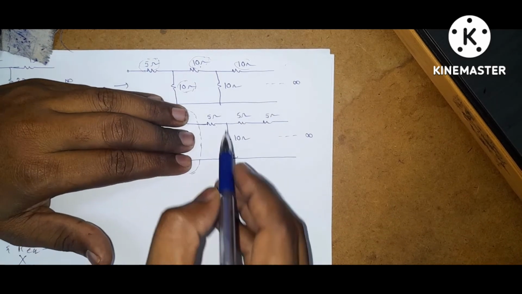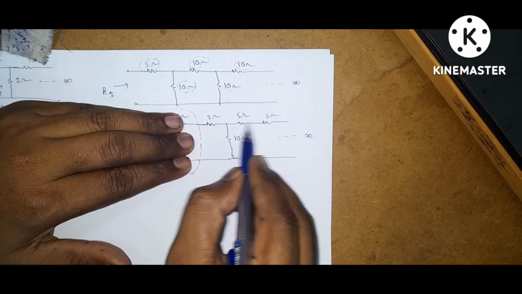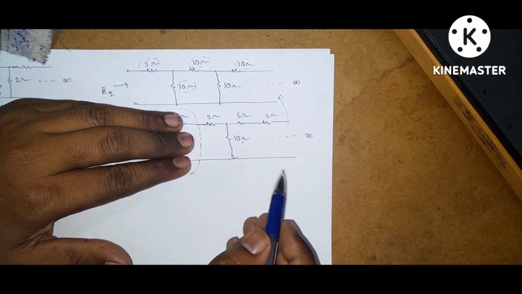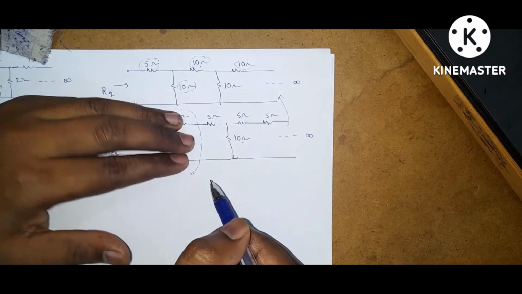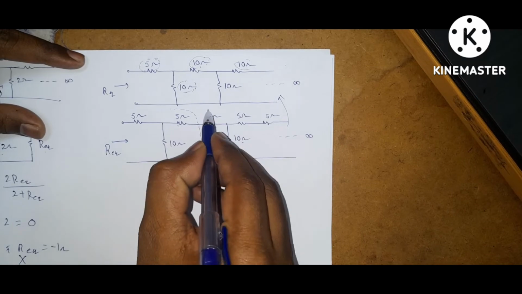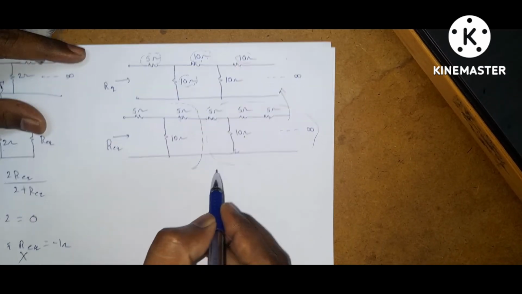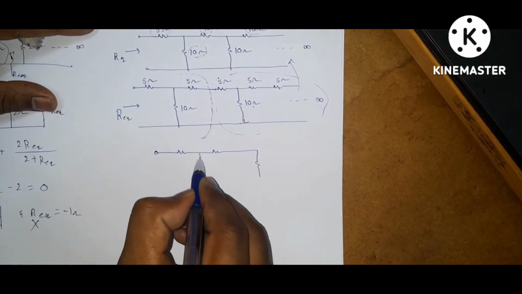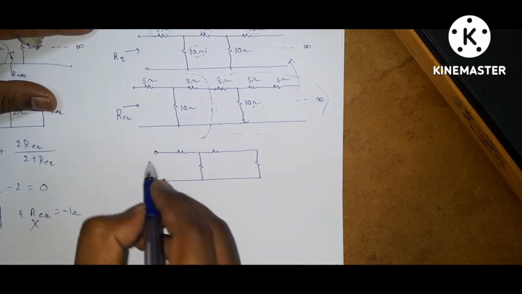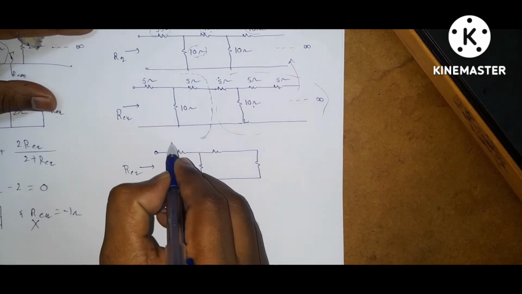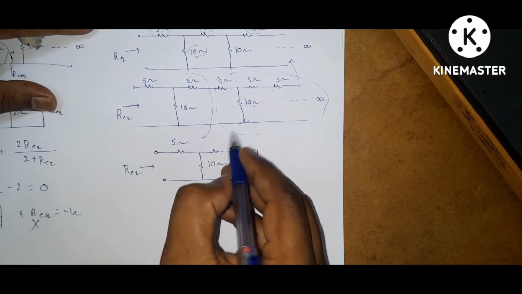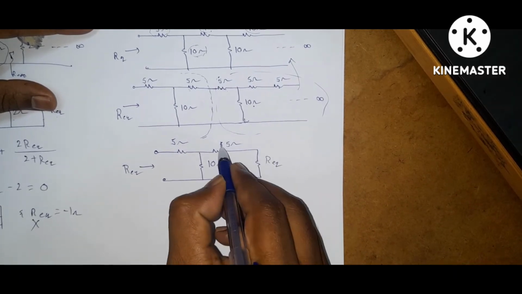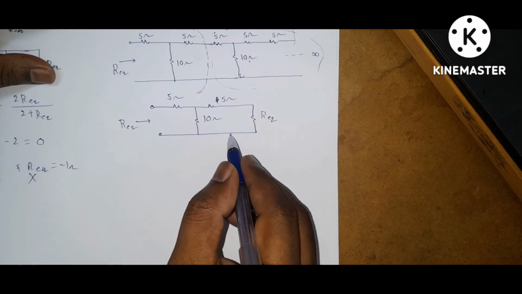So this is 5 ohm, this is 10 ohm, again 10 ohm, and again 10 ohm. So the same circuit is repeating. What happened? Here we can replace this entire circuit with R equivalent. So you will get this circuit.